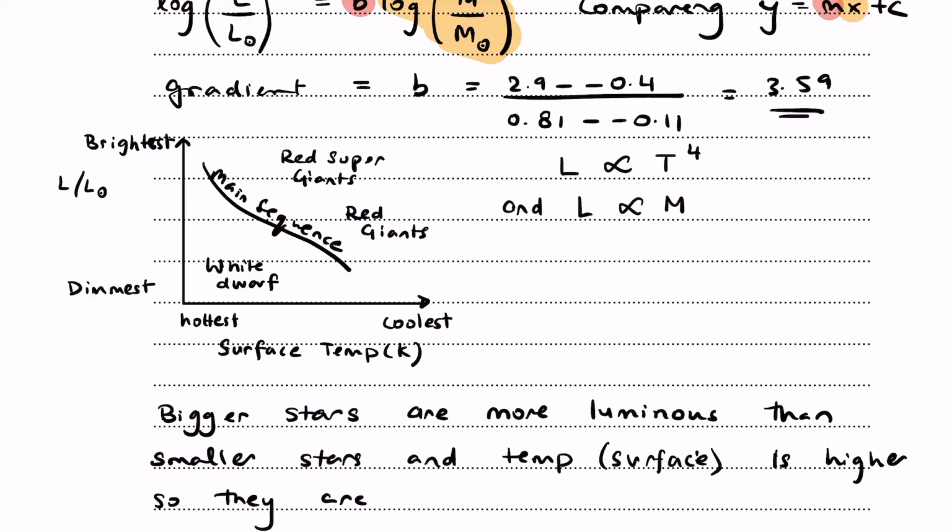So therefore they will lose mass at a greater rate. Okay, and they will cool down at a greater rate, so their lifespan is shorter compared to the smaller stars. So that's all what, well, I would say about this question.